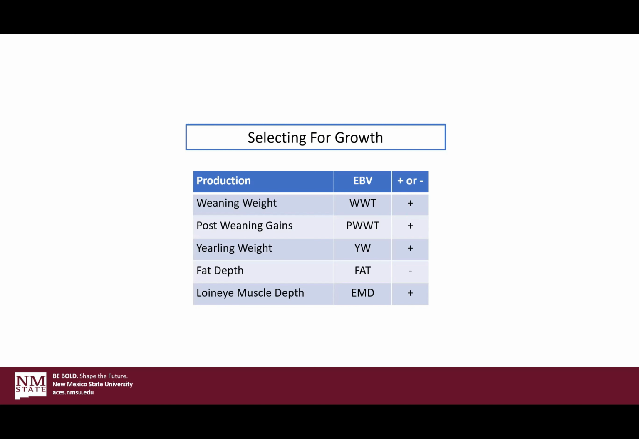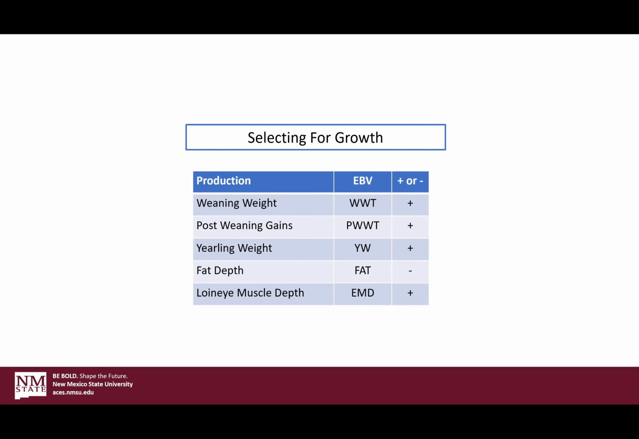And then also you can throw in there some carcass traits with fat depth and the loin eye depth, muscle depth, excuse me. I can take a drink of coffee. So if you think about it, the bigger the loin eye, the thicker the muscle of the animal, the heavier the weaning weight. So those should tie hand in hand.